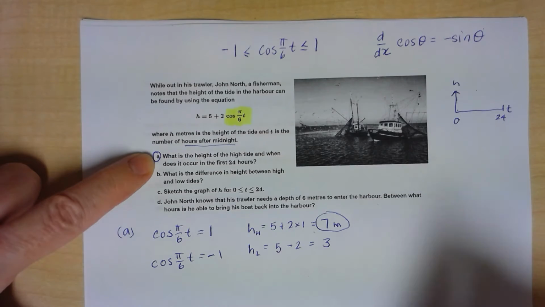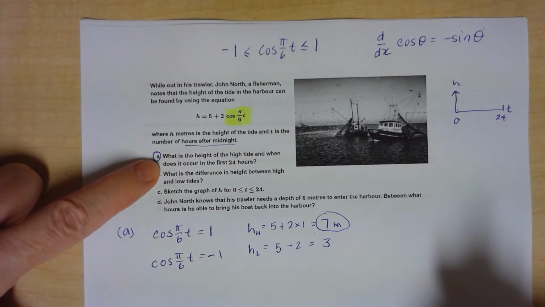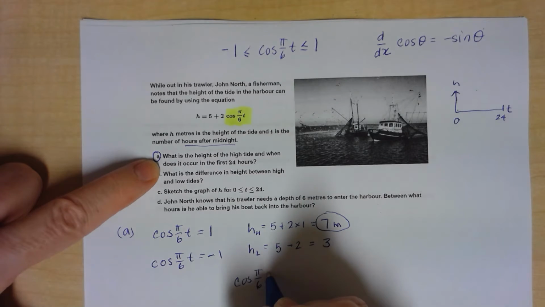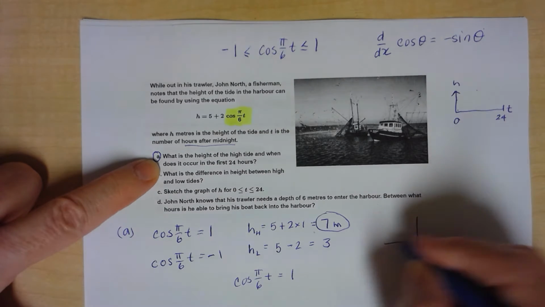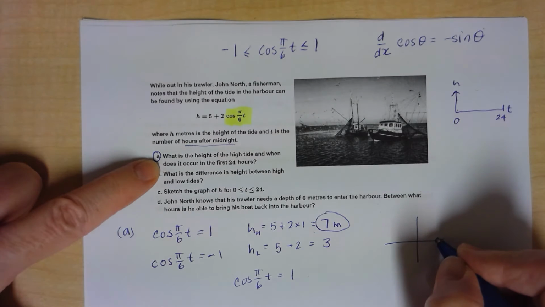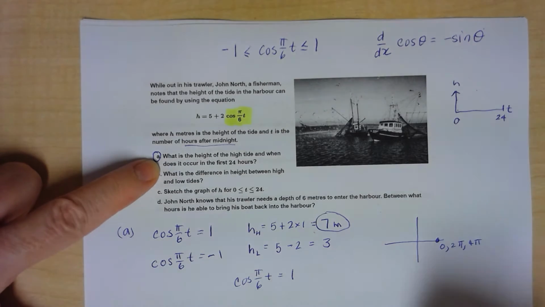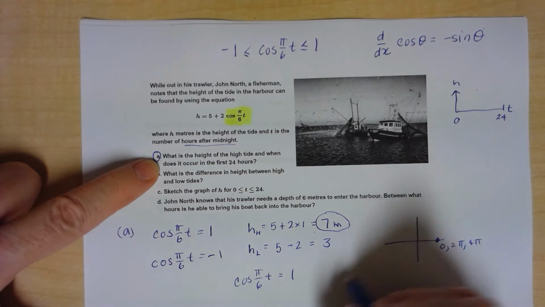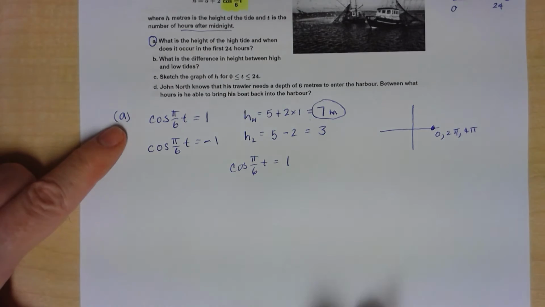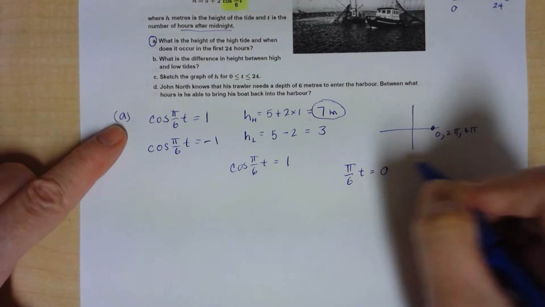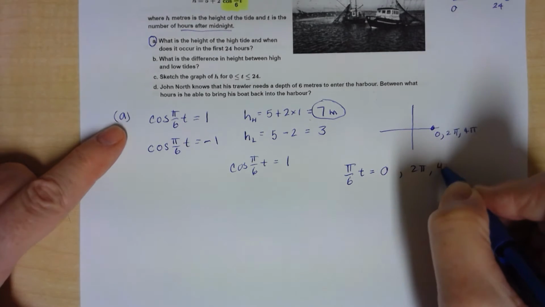And I can just do it like that, that's fine. And when does it occur? Well, it occurs when the height is 7, or when cos pi on 6t is 1. And so on the unit circle, I say, where is cos equal to 1? It happens right there, at 0 and at 2 pi and at 4 pi and all those places that land right there. So I might go until I get my 24 hours. So pi on 6t has to be equal to 0 or 2 pi or 4 pi, etc.